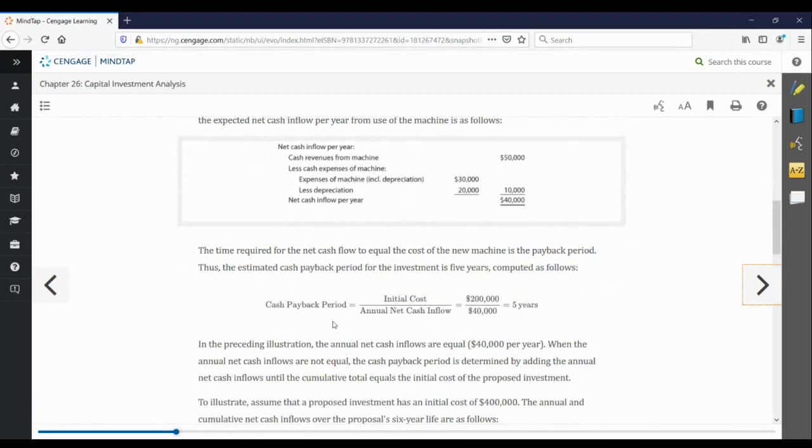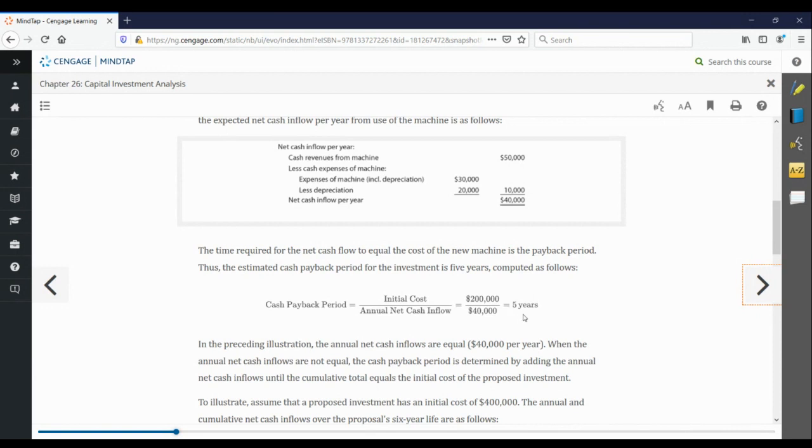In order to find the cash payback period, we would take the cost of that asset, which was $200,000, and divide it by the $40,000 in cash that we expect to get from the operations of that asset. And this asset will recover its cost in 5 years.